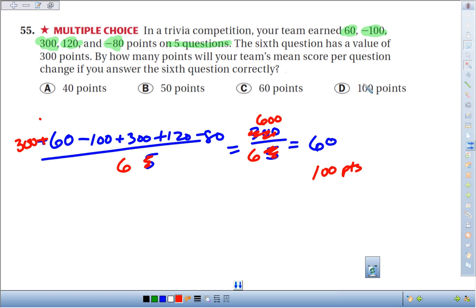But that's not our answer, because they asked by how many points will your team's mean score per question change. So the change is new minus old. So the new score is 100 minus the old score of 60 points per problem, which gives us an average score increase of 40 points. Letter A.